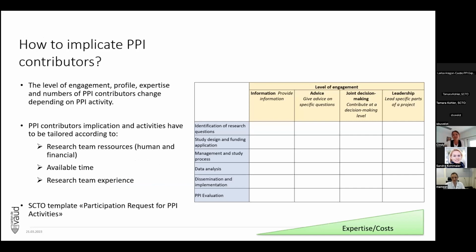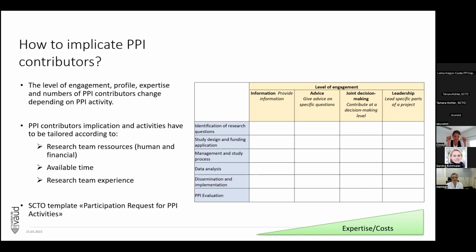So then, coming back to how to involve PPI contributors. Tamara already said a few words about this. When you have to engage a PPI representative, you really have to think about when you would like to involve them: before your trial, during your trial, after your trial, and at which level you would like to involve these people. Is it to provide information, to give advice on specific questions, to contribute at a decision-making level, or as leaders for specific parts of the project?